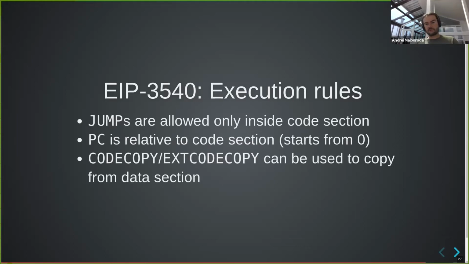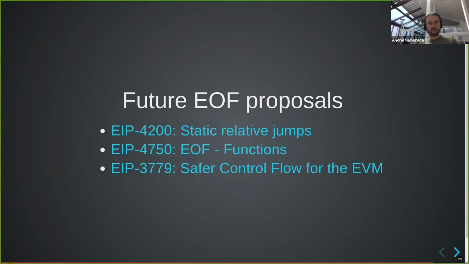The PC instruction returns an offset relative to the code section start. In other words, it starts with 0 and grows from there. And CODECOPY and EXTCODECOPY opcodes, on the other hand, use absolute offsets in the entire container, and that is useful to make it possible to copy from the data section if needed. Yeah, so that's all I wanted to tell about these two EIPs.